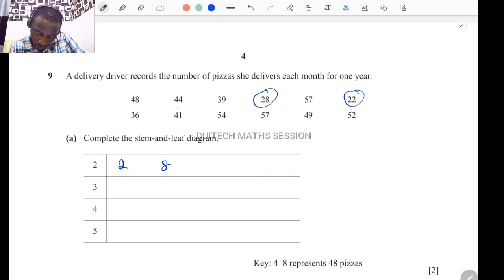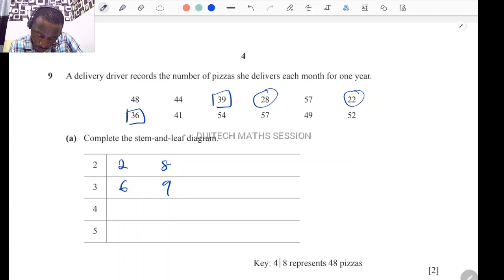So how many 3s do I have? I have one 3 here, let me box it, and another 3 here, another 3. So 30. We start from the lowest, so then 36, and 39.